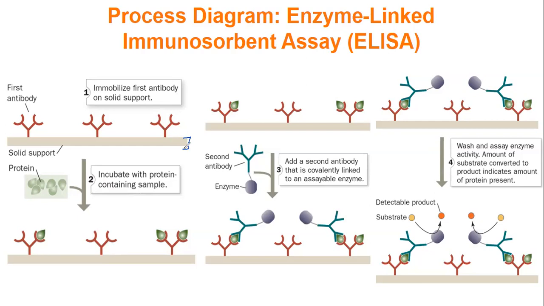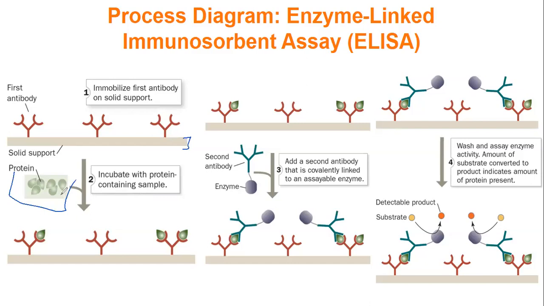This is called your first antibody because it's the first antibody. And then what you do is you take your sample, right? So let's say you're trying to purify a protein and you want to know if that protein is there. You take your sample that you think has your protein and you put it across this solid support.